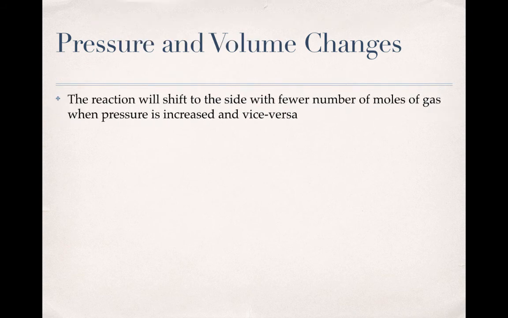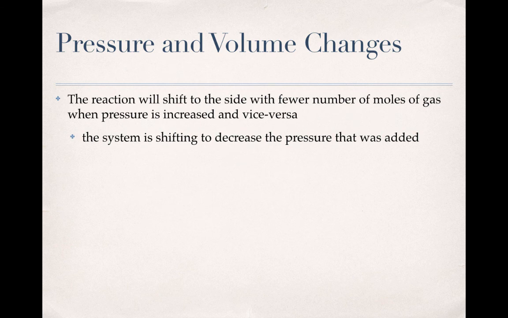The reaction will shift to the side with the fewer number of moles of gas when pressure is increased, and vice versa. If we are increasing the pressure by lowering the volume, that increases the pressure on the system. Le Chatelier's Principle says that the system wants to offset that increase, and so the system is going to shift in order to decrease the pressure that was added. In doing so, it shifts to the side with the fewest number of moles of gas.